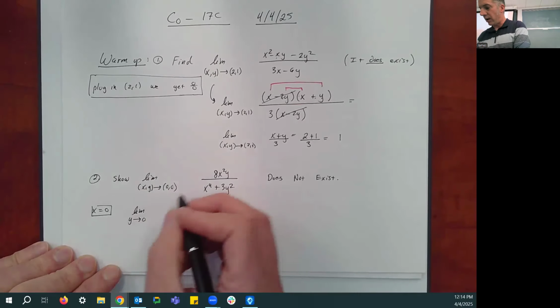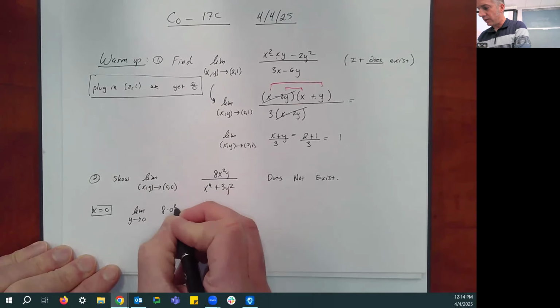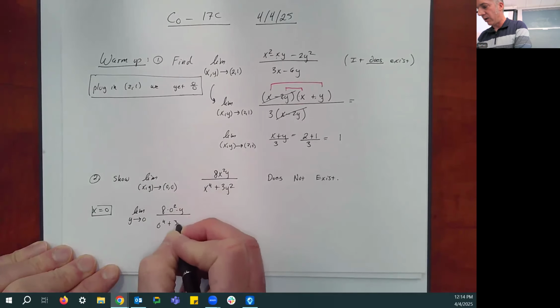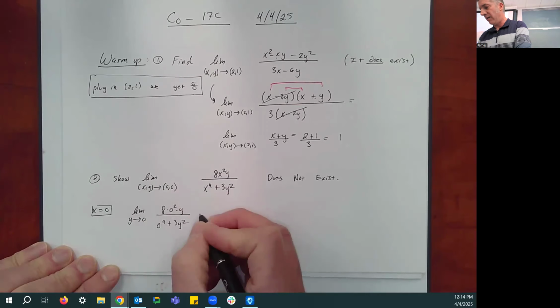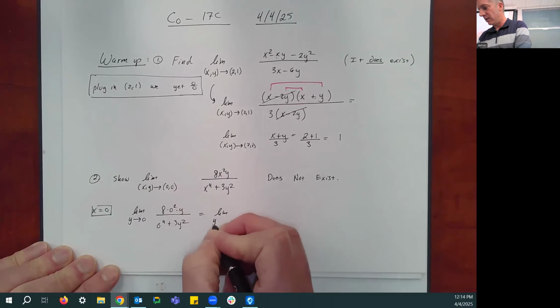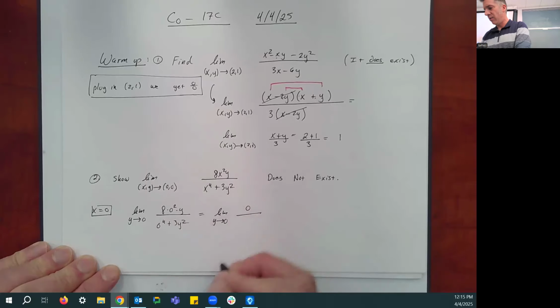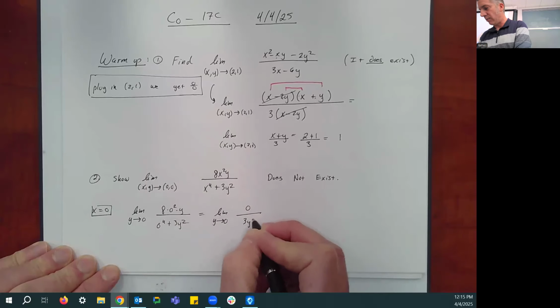Limit as y approaches 0 of 8 times 0 squared times y divided by 0 to the 4th plus 3y squared. Normally I would skip writing that and simplify it on demand and just say, yeah, I've got the limit as y approaches 0 of 0 on top divided by 3y squared on the bottom.